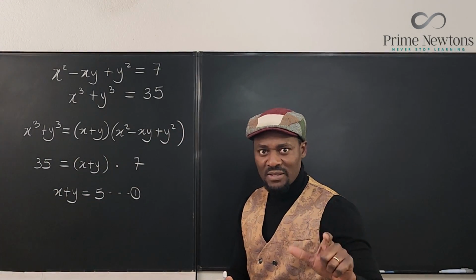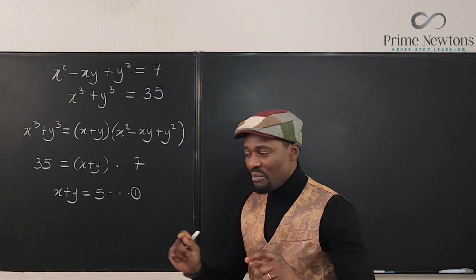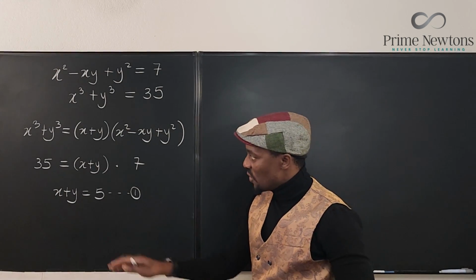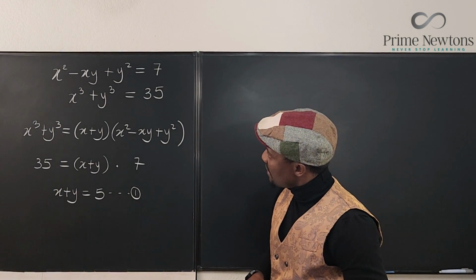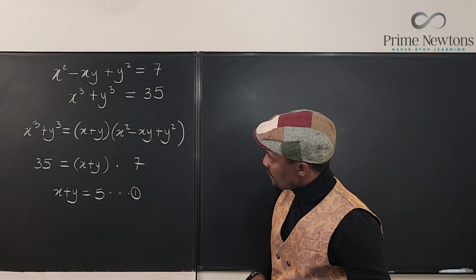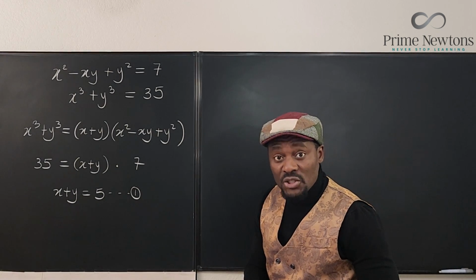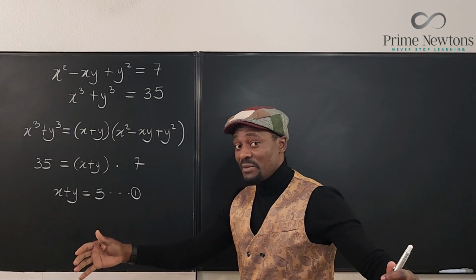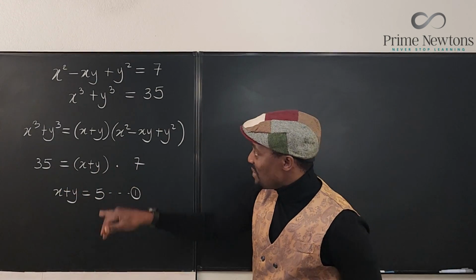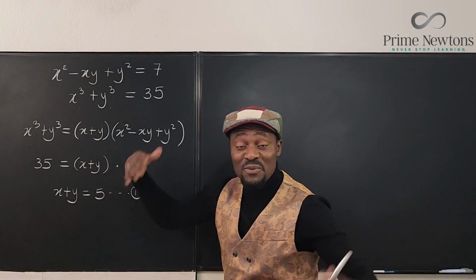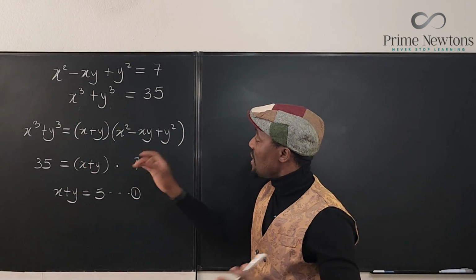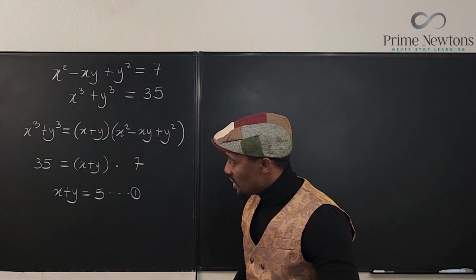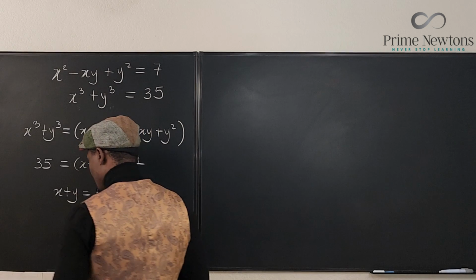Okay, we know that the sum of x and y is equal to 5, but we need to know what x is and what y is. We only know the sum, and we know all this crazy stuff they've given us. So what else can we do? Well, it doesn't look like we can do much, but remember, the cubic expansion of x plus y will always come into play because of this expression. We're dealing with a cubic function or cubic equation. So what we're going to do is consider this.